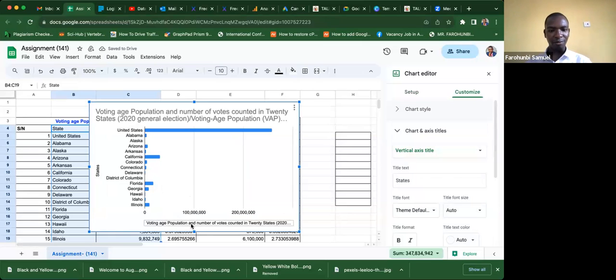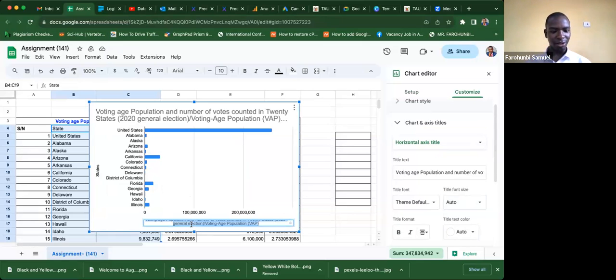And then here is the population. This one I will just call population. I don't need to write all these stories there. I will just say population. And then you have it this way.